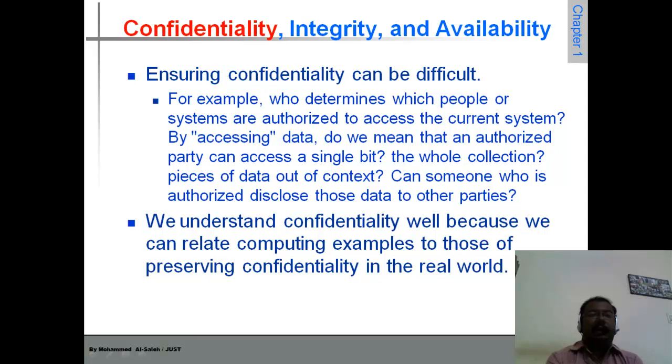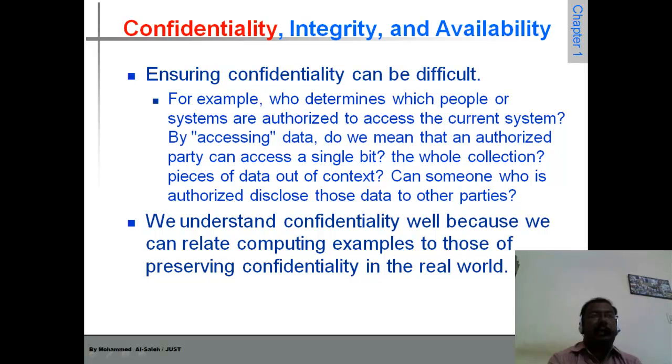So what is confidentiality? How do you ensure that? Ensuring confidentiality can be difficult. That's obvious. For example, who determines which people or systems are authorized to access the current system, which is the most difficult task. You should mark people who can access the system and unmark the people who cannot access the system. By accessing data, do we mean that an authorized party can access a single bit, the whole collection, pieces of the context? That's another question.